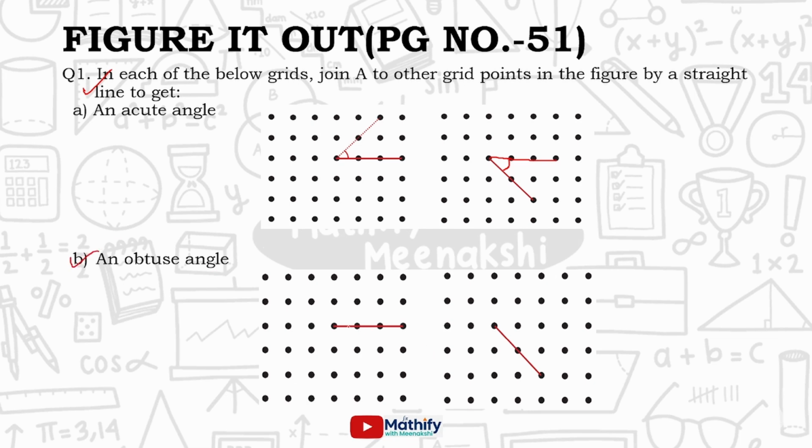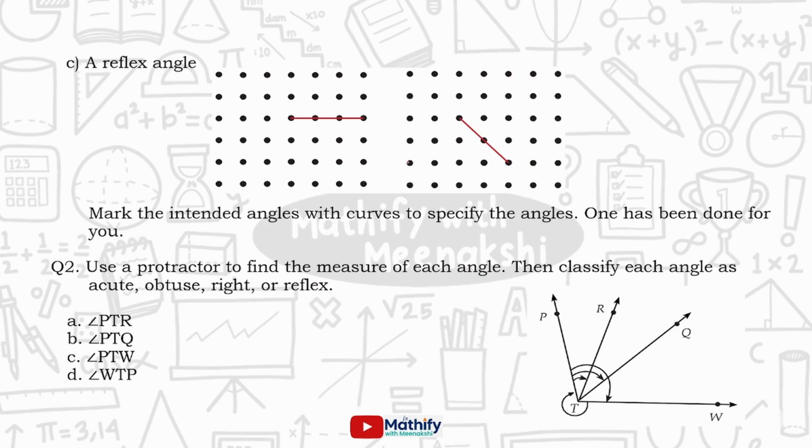So you know obtuse angle means that's more than 90. So I can mark like this. So again it's an obtuse angle. Similarly here I will join these points. So this is obtuse. Now let's move to the next, that's reflex angle.